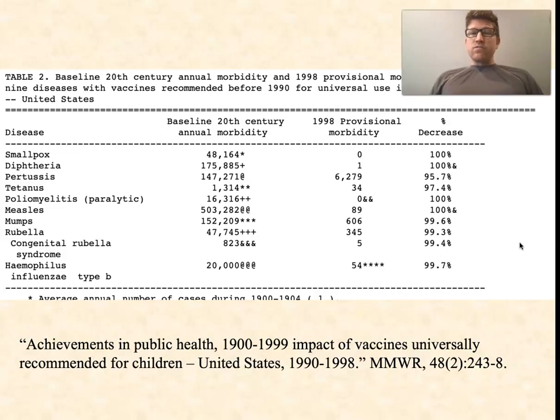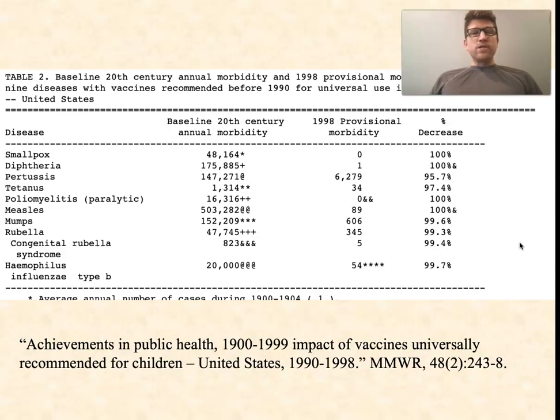And then the next column is the 1998 annual rate of morbidity or illness, as the average from 1990 through 1998, and then a percent decrease. So if you look at smallpox to begin with, you see that in the early 1900s, smallpox was causing about 48,000 infections per year in the United States. And between 1990 and 1998, the average was 0 per year. It is completely eradicated from the United States.